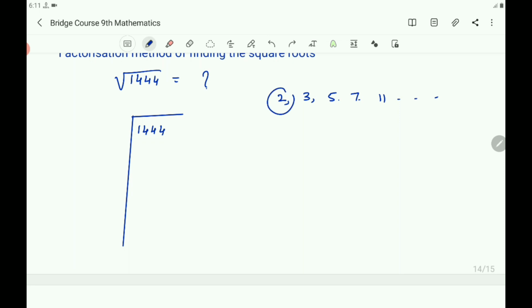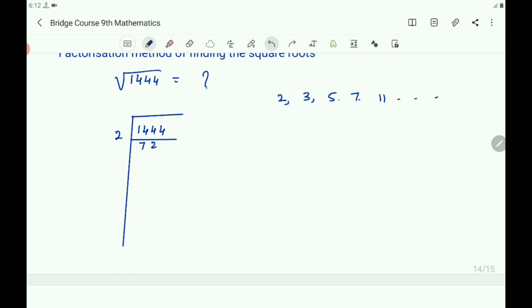Now the first prime number is 2, and verify whether it is divisible by 2 or not. You know the divisibility test by 2. If the unit digit is 0, 2, 4, 6, 8, then you can say that that number is divisible by 2. So here there is 4, so you can say that it is divisible by 2. Then you divide it by 2. So you will get 2 7s are 14, over. What is remaining here? 4. 2 2s are 4, is over.